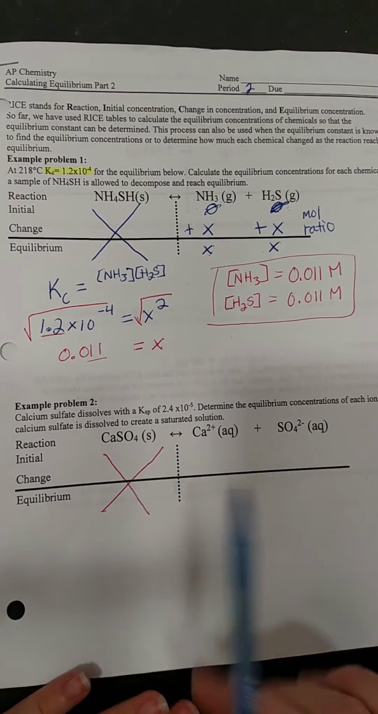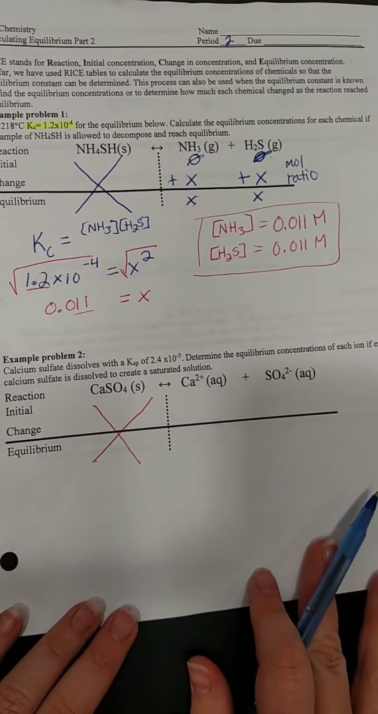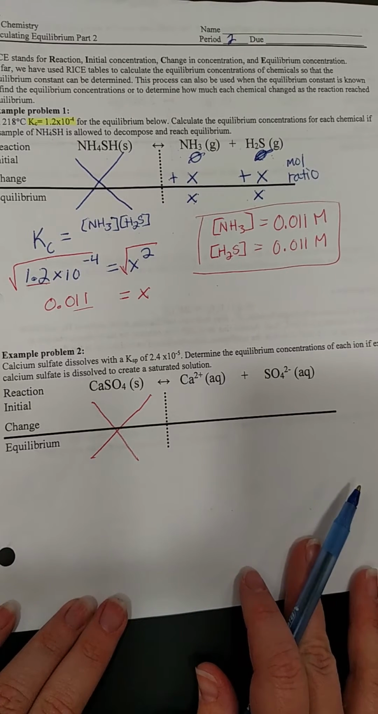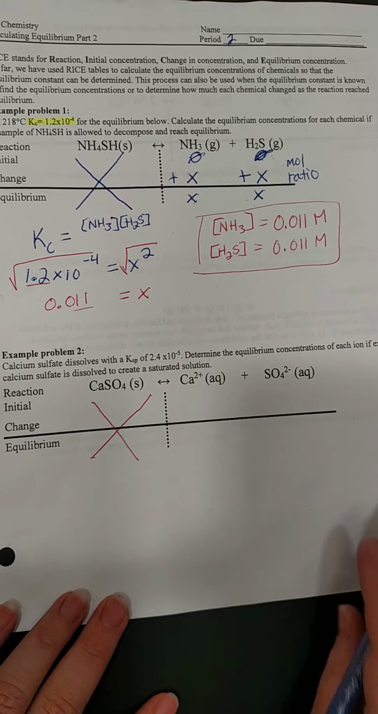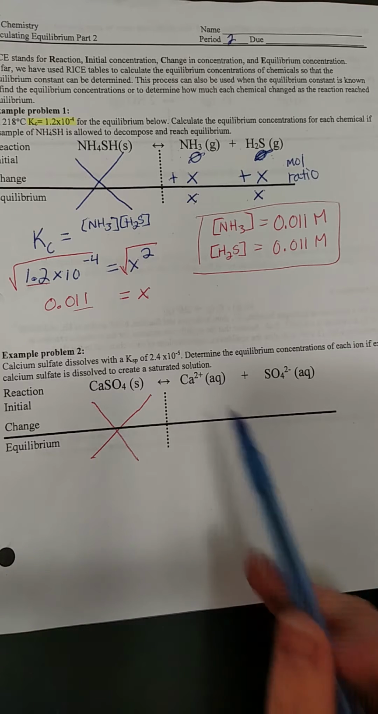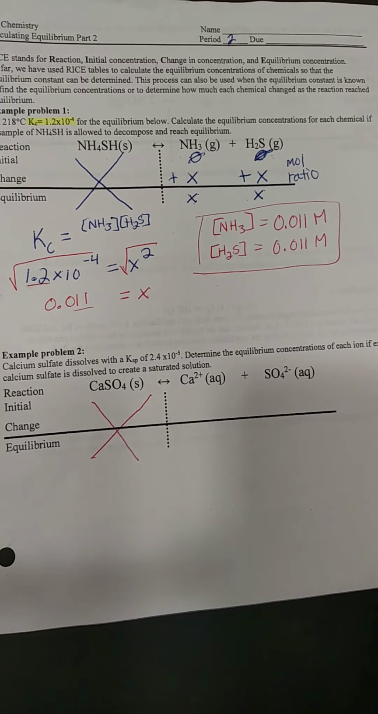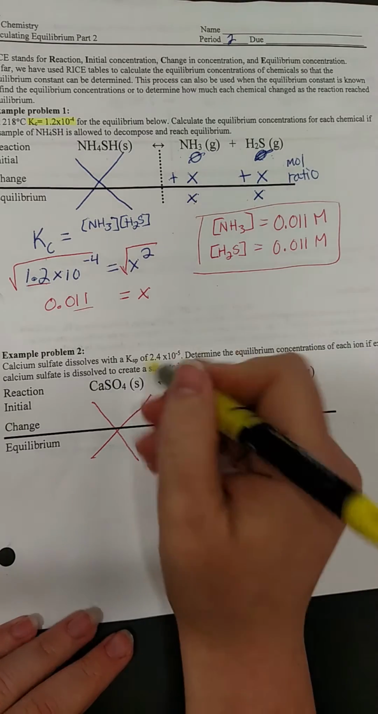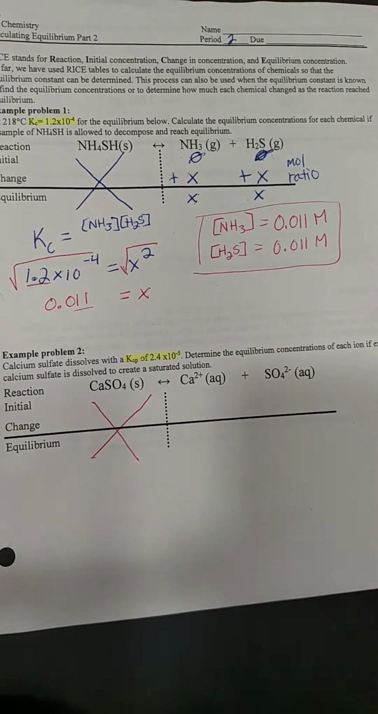And the second one is very similar to it. So take a look at this one. Some classes got to this, but not all. So this second one, we have that calcium sulfate dissolves with a KSP of 2.4 times 10 to the negative 5. So we're given our K value again.